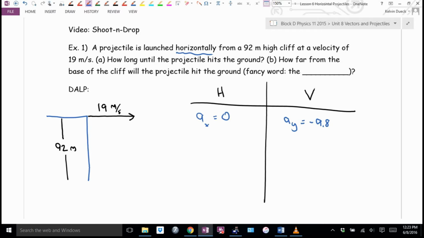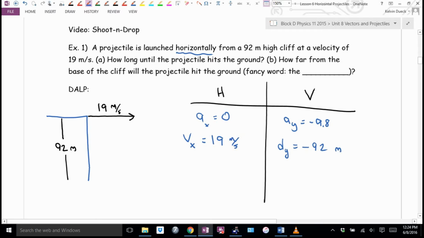That 92, Adam, what is that? Vertical or horizontal? Look at the picture. So I'm going to call it dy for vertical, just to remind myself. What is the vertical displacement? Don't say 92, that's wrong. What's that 19? Vertical or horizontal? Horizontal. We can put units in if we want.